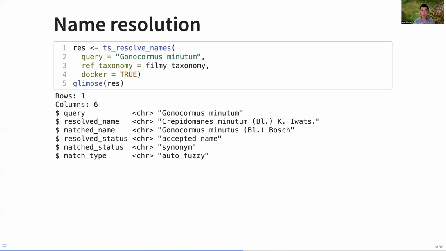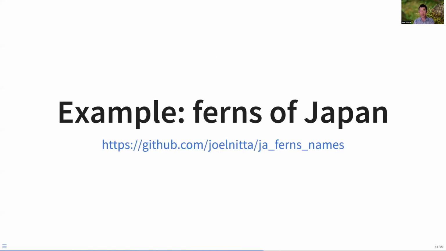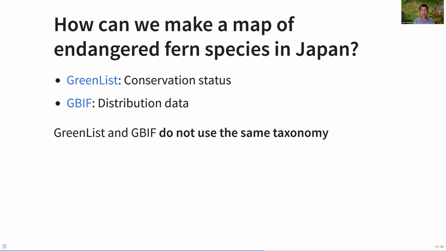Okay, so with that, I'd like to give a slightly more realistic example using the ferns of Japan. And I have the example code here available on my GitHub. Okay, so the goal of this sort of toy example is to make a map of endangered fern species in Japan. And I do that using two data sources. One is the green list, which is a list of conservation status of all fern species in Japan. And the other one is GBIF, which includes their distribution data.